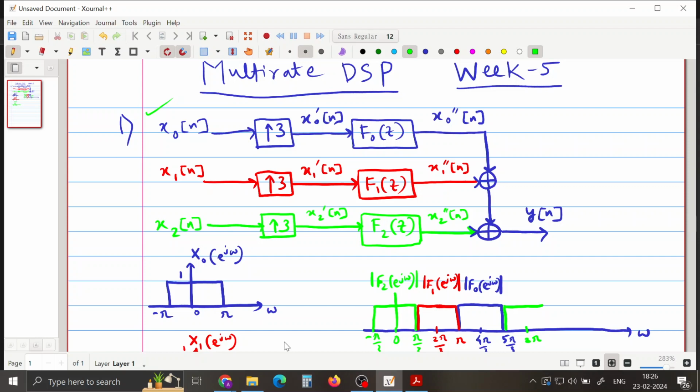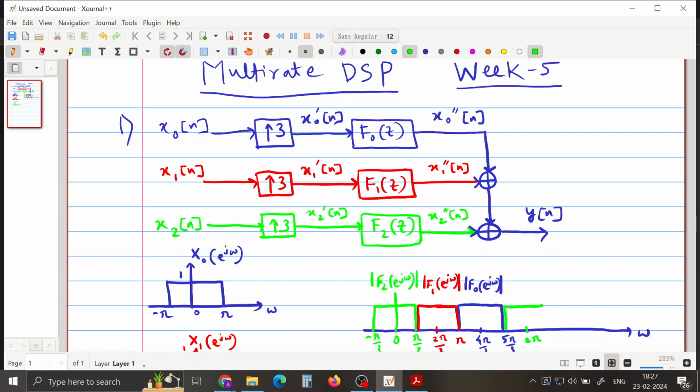So basically for x naught of n, if we have the spectrum for x naught of e power j omega, since it is band limited from minus pi to pi, there will be multiple copies of such spectrums, but the edges will get compressed by a factor of 3. So this point minus pi and pi now will map to minus pi by 3 and plus pi by 3, and we will have multiple images next to it from 0 to 2 pi. In case you are not able to follow, just revisit the old lectures where we have seen the upsampler and downsampler, how their spectrum looks like.